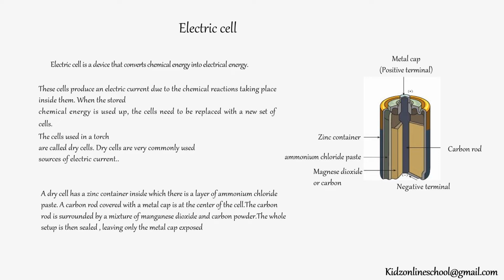A dry cell has a zinc container inside which there is a layer of ammonium chloride paste. A carbon rod covered with a metal cap is at the center of the cell. The carbon rod is surrounded by a mixture of manganese dioxide and carbon powder. The whole setup is then sealed, leaving only the metal cap exposed.